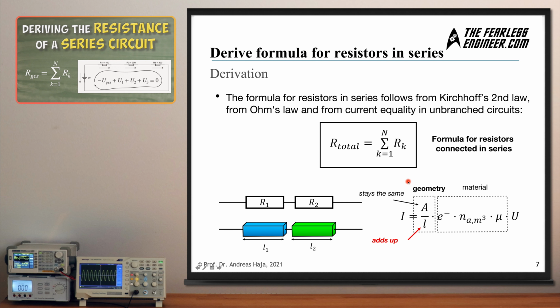So the formula for resistors in series follows from Kirchhoff's second law, from Ohm's law, and also from the concept of current equality in unbranched circuits, and this is the formula which you should remember. The total amount of resistance is the sum of the individual resistances in a circuit. We can also take a look at this from a physical viewpoint.